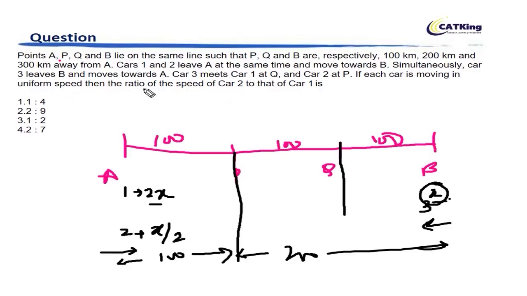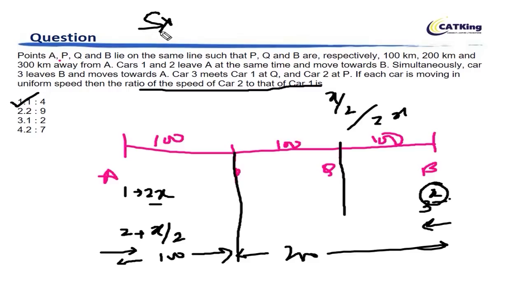Now the question is the ratio of the speed of car 2 to that of car 1. So car 2 is x by 2 and car 1 is 2x, so the ratio is 1:4. So the first option is the correct answer for this case. What's the concept here? The concept is very simple. Speed into time is equal to distance. So there are two concepts here. One is direct proportionality and the other is inverse proportionality.